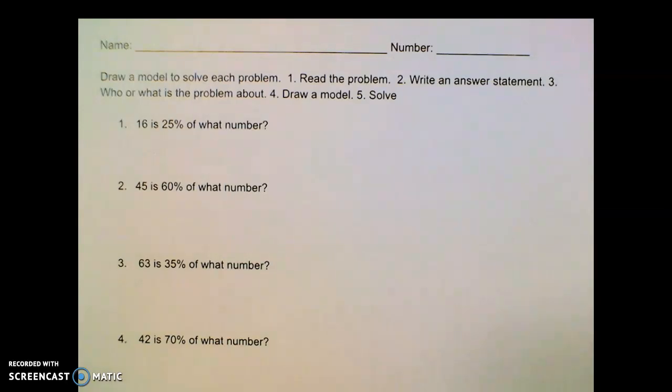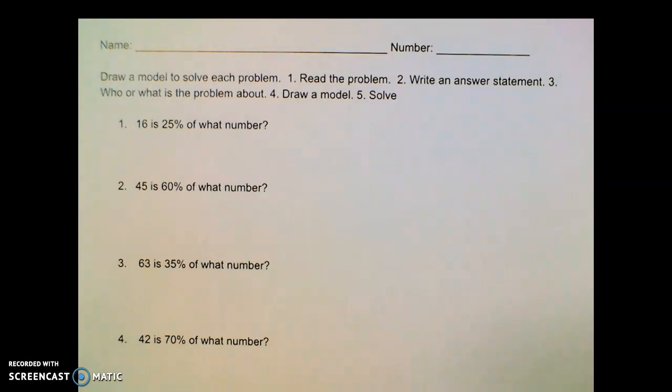This is a video to continue our practice on making models with percents. So we're going to do some of these together, and some of them we're just going to set up the model and not even solve them, because I know you can do this problem solving part. I think the harder part is setting up the problem.